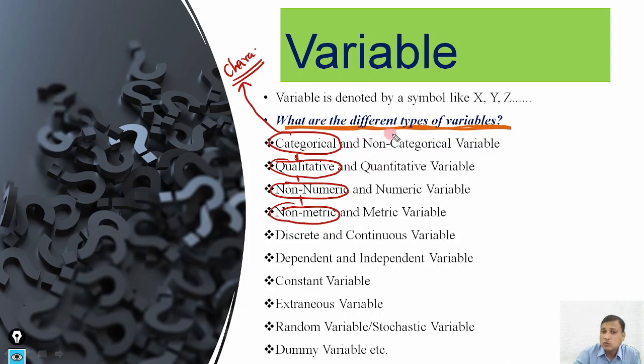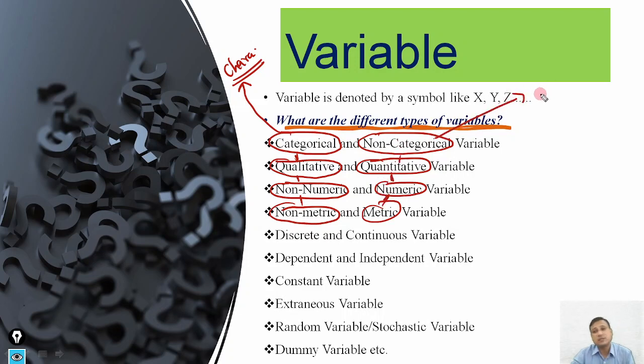At the same time, on the opposite side, the meaning of non-categorical variable, quantitative variable, numeric variable and metric variable, though the names are different, they represent the same thing, they represent the same characteristics. Fine.